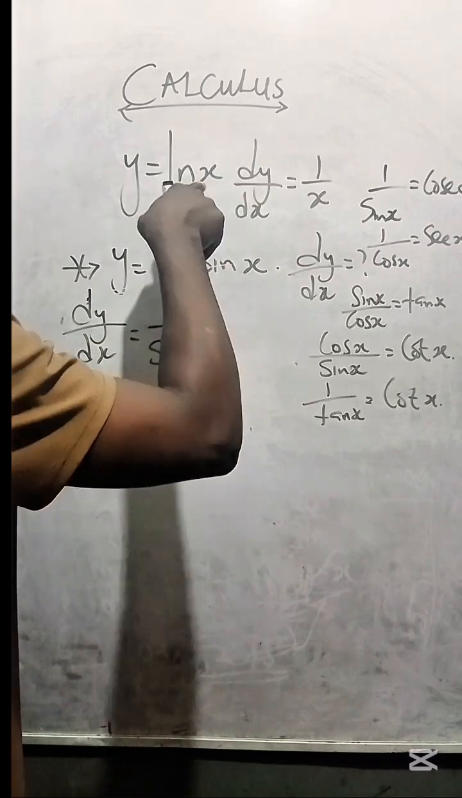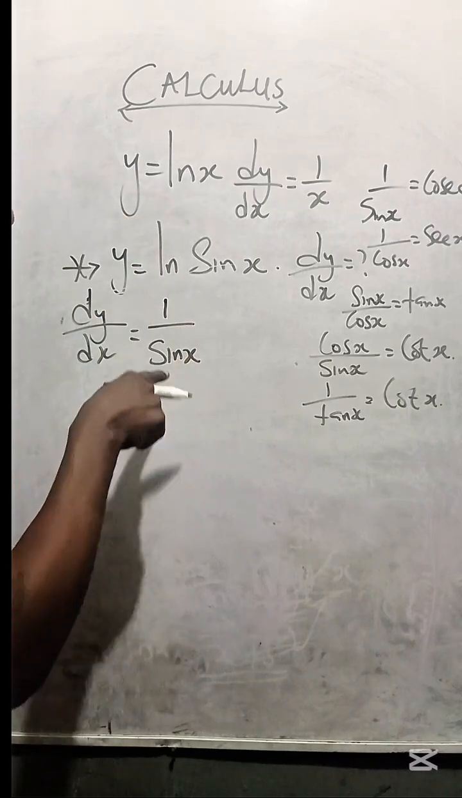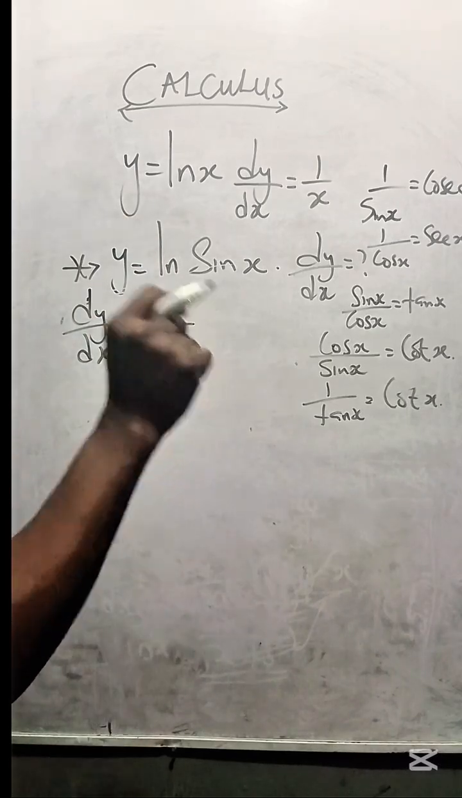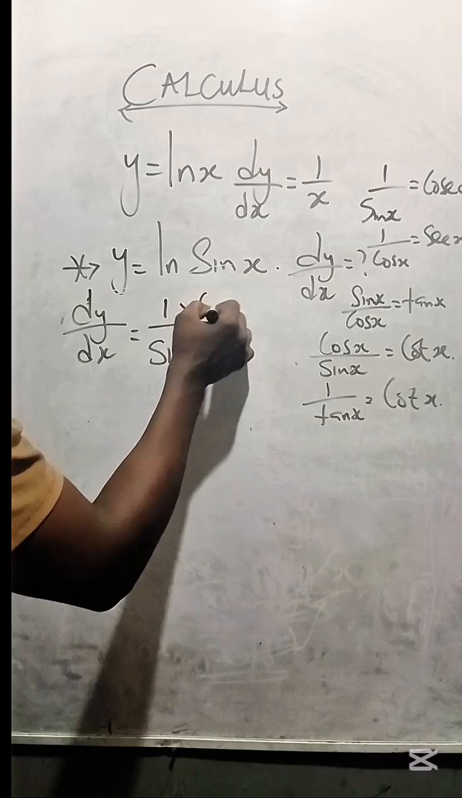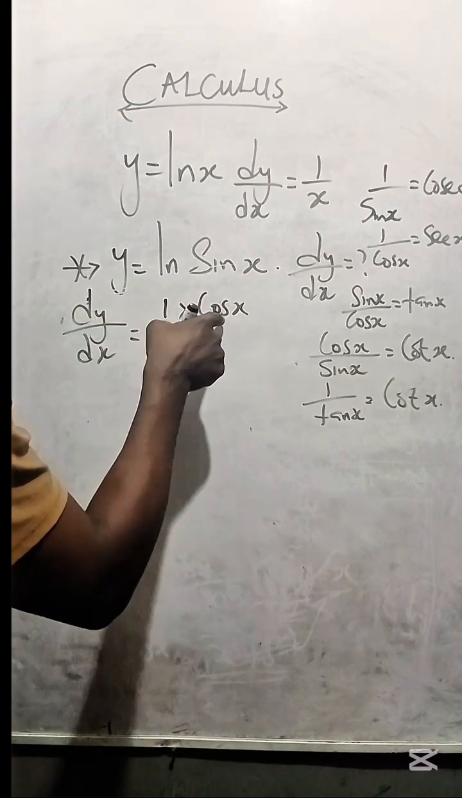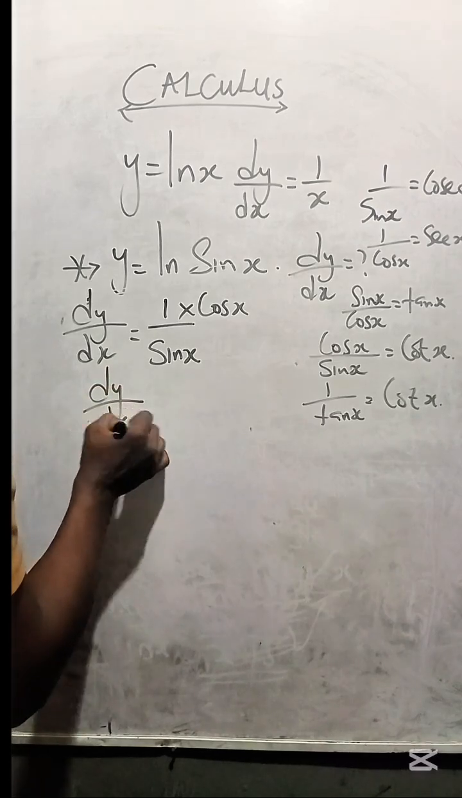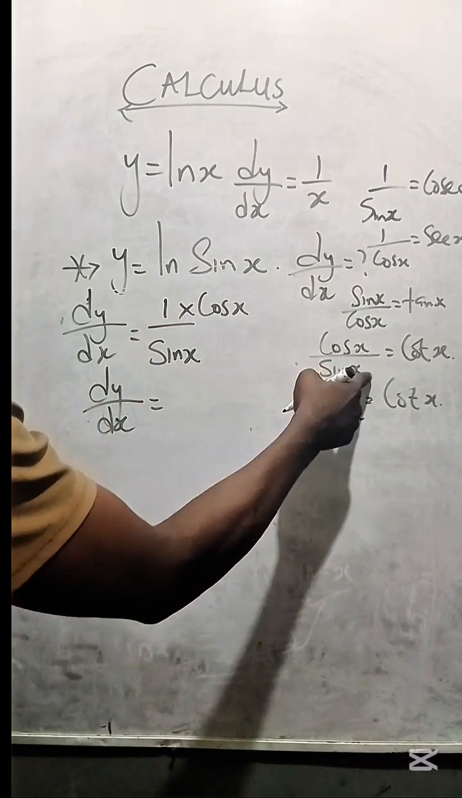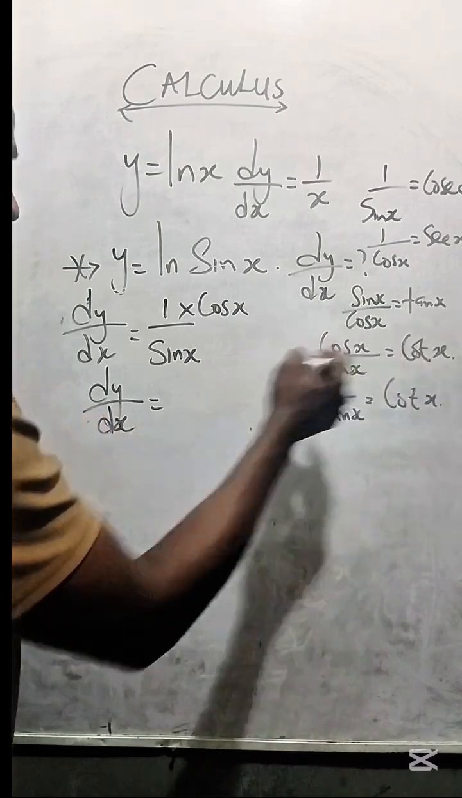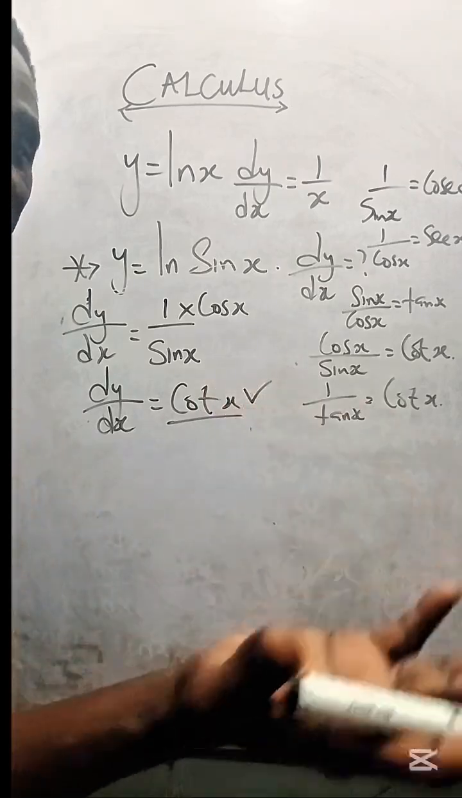And now, what actually replaced x is sine x. Differentiate that thing. So if you differentiate sine x, you get cos x. Multiply it by the numerator. So we have cos x times 1, which is cos x. Now, dy dx is equal to cos x over sine x. See it here: cos x over sine x is cot x. And that is the answer.